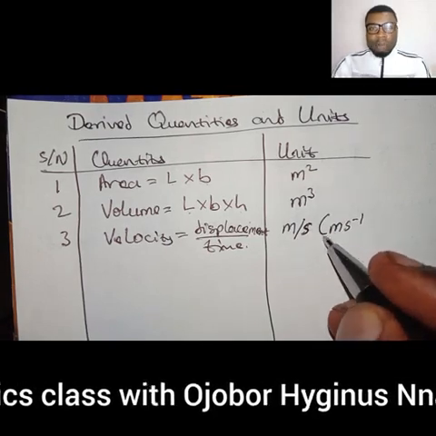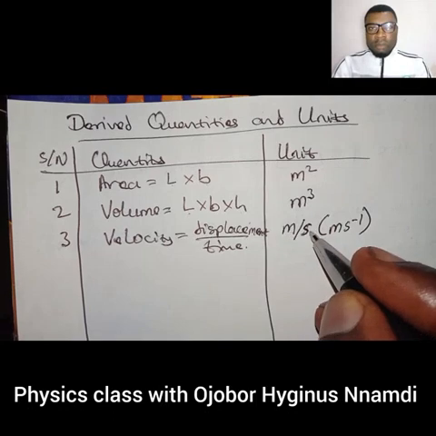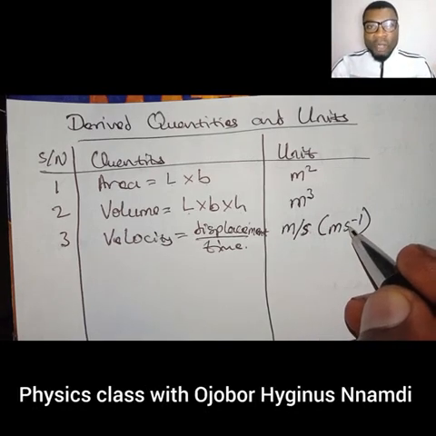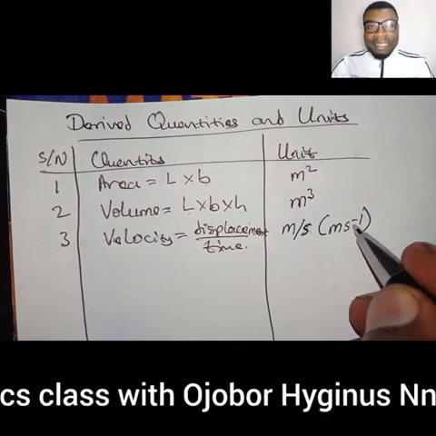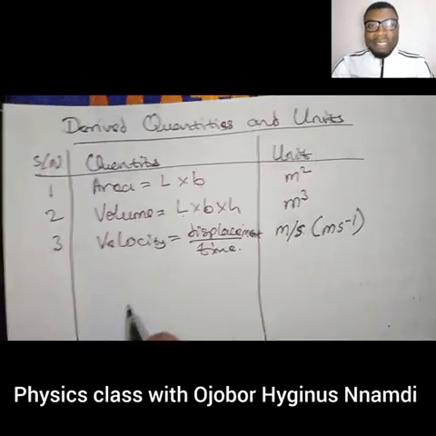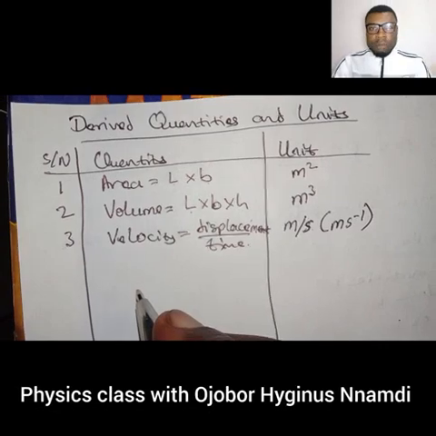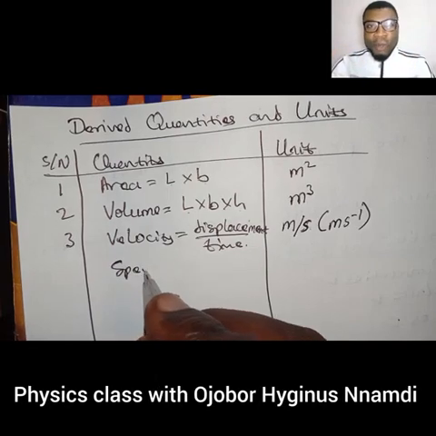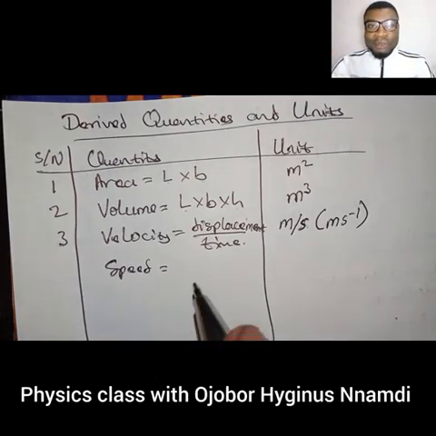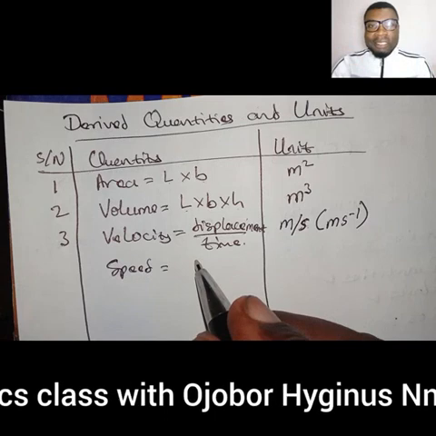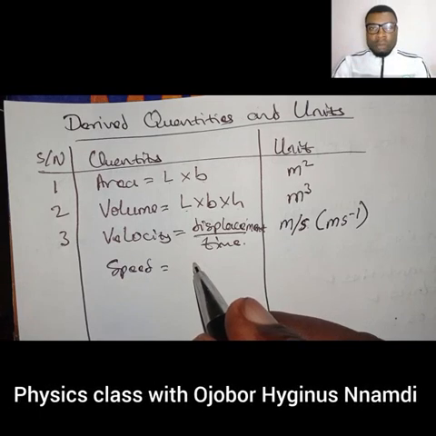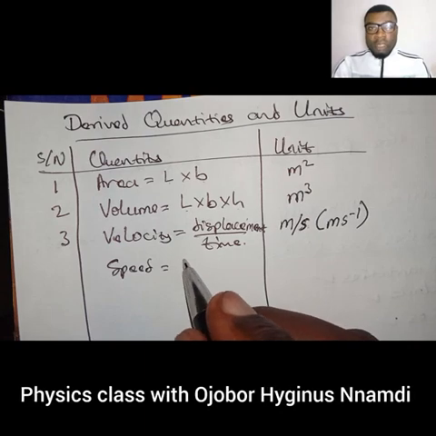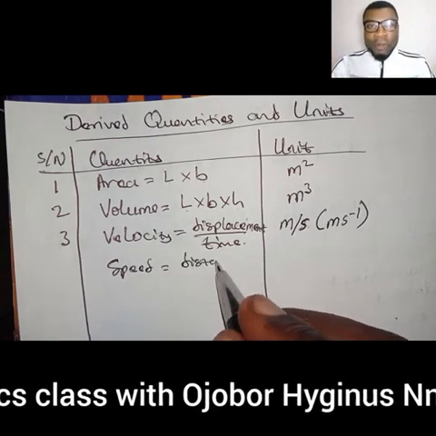Of course, from the law of indices, we know that m over s is the same as m times s raised to power minus 1. So this is meters per second. That is the unit of velocity. That is also the unit of speed, because speed is a scalar type of velocity, while velocity is a vector type of speed. So speed is distance instead of displacement.